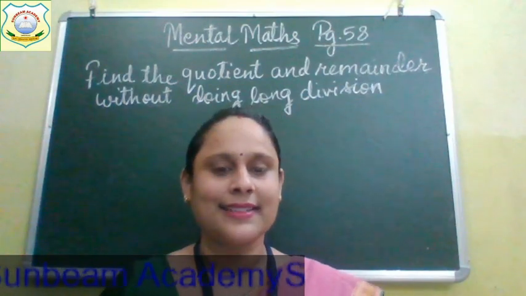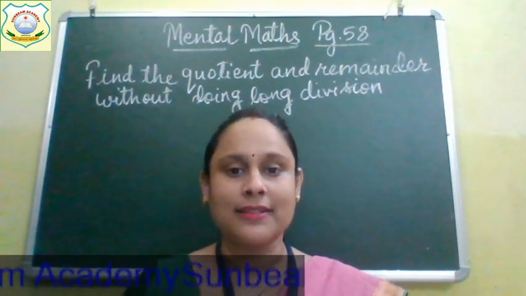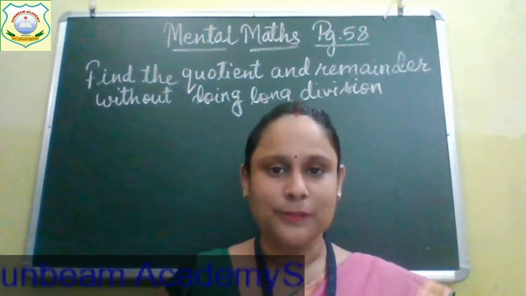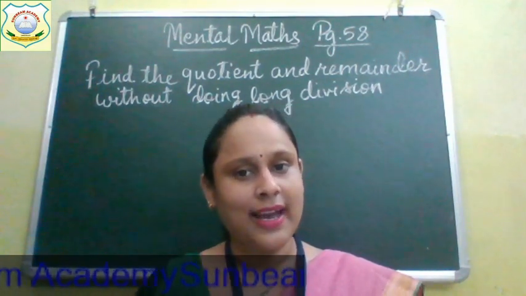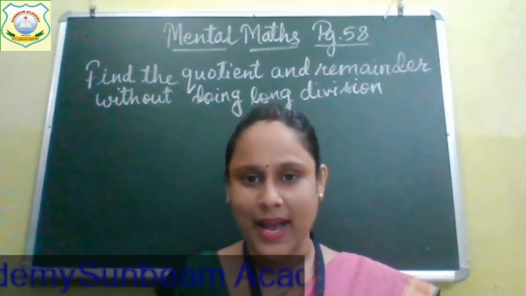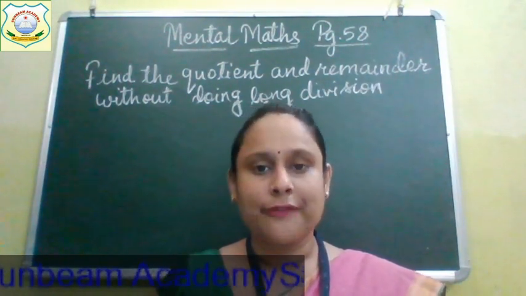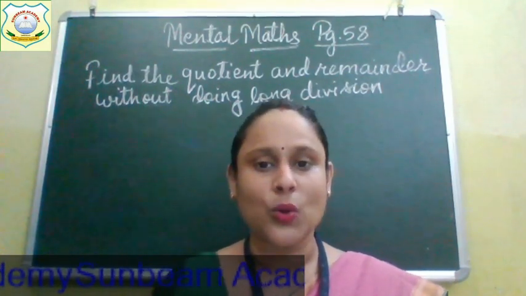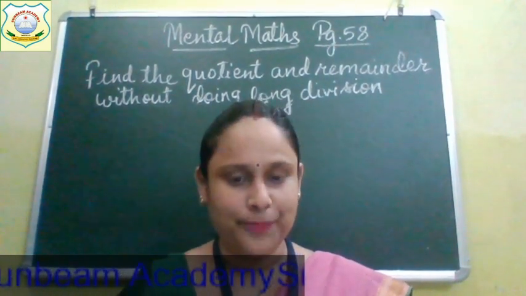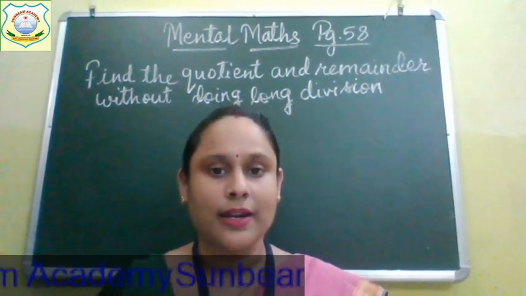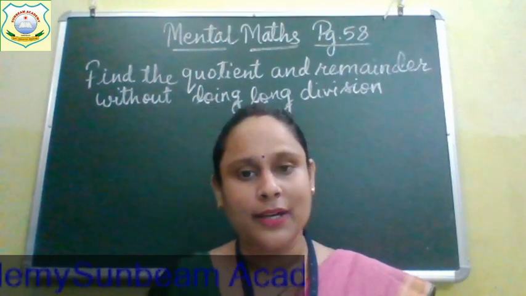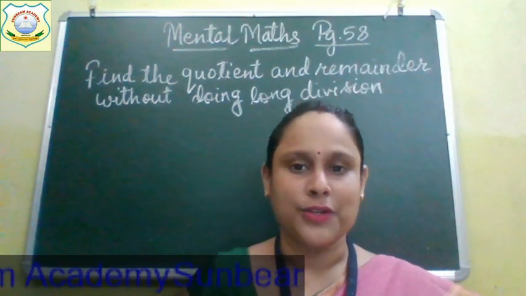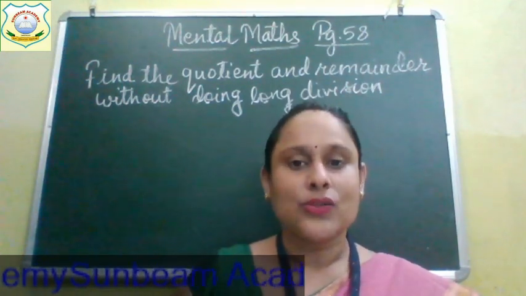This is maths class, and children, we are doing today mental maths given on page number 58 in your book. Children, in the previous class we did page 57 mental maths, in which you learned how to get the quotient as well as remainder when we divide any number by 10 without the long division method. So today we are going to learn how, by dividing by 100, we will get quotient and remainder without performing the long division method. Okay, so let's see.